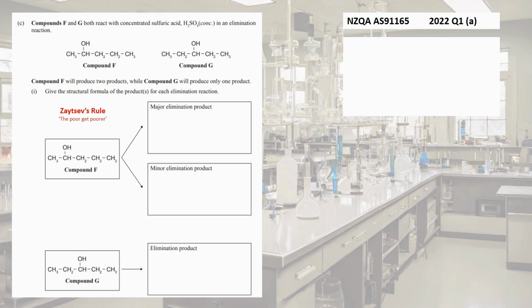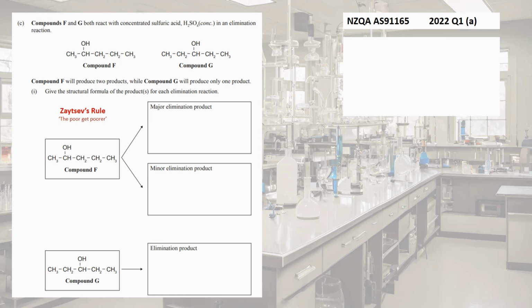Now Zaitsev's rule is the poor get poorer, or to clearly state it, it is that the hydrogen is removed from the adjacent carbon with the least hydrogens attached. So when we remove the OH functional group or a halogen functional group, the adjacent carbon with the least hydrogens, the poor one, will have its hydrogen removed. So compound F will produce two products, compound G will produce only one. Give the structural formula of the products.